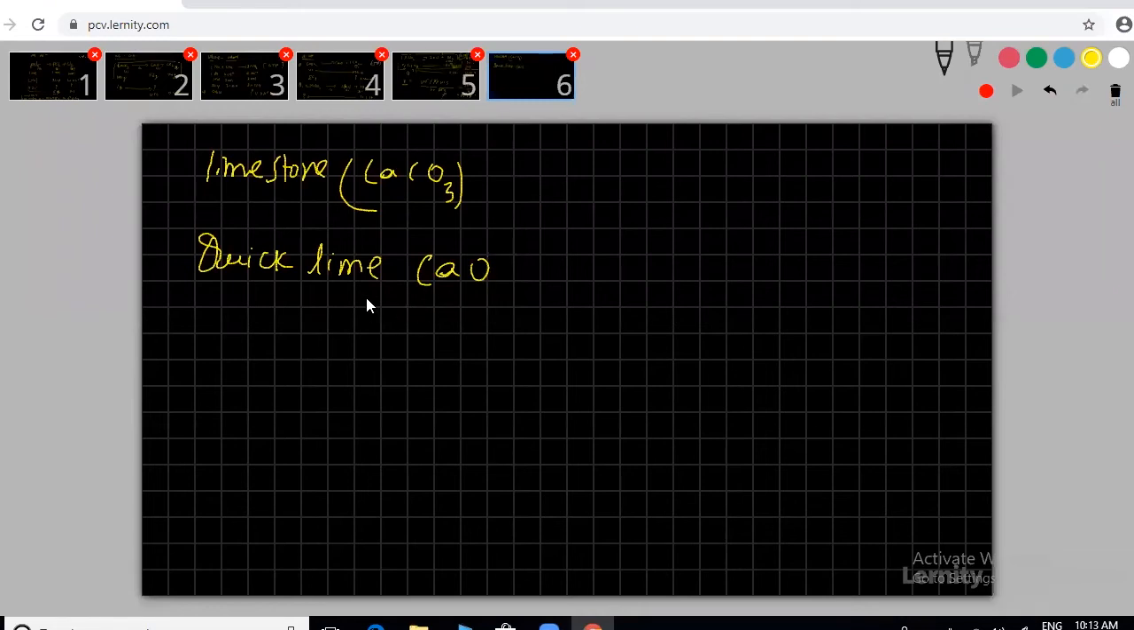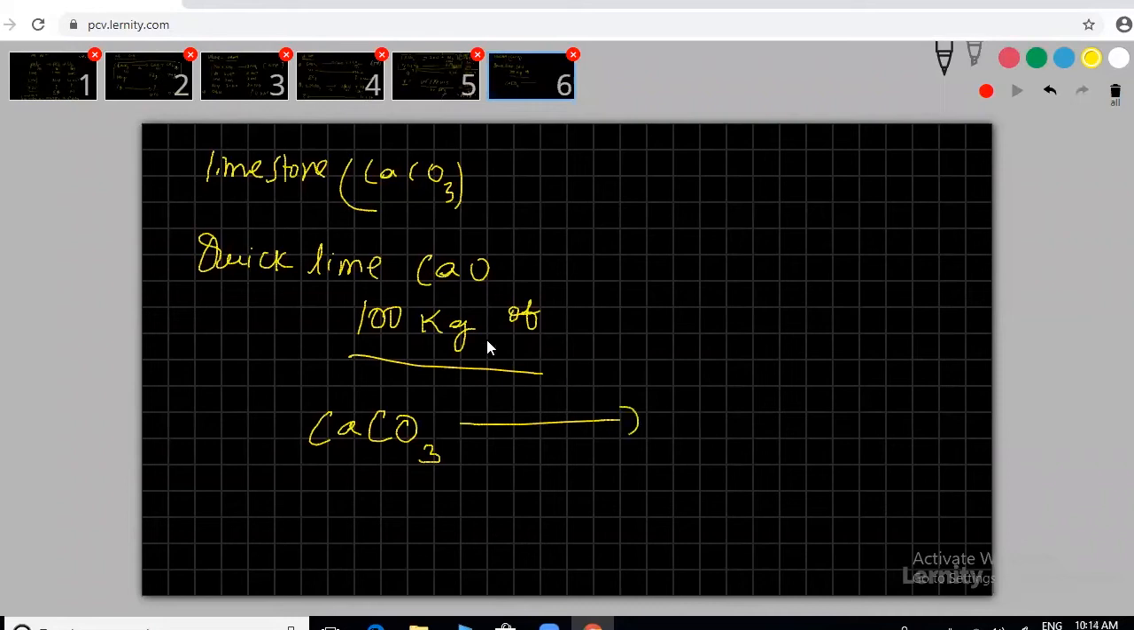100 kg of quicklime. Can you solve this one? Yes, quicklime is CaO. 100 kg quicklime I need. Whatever they have given, first you need to write the equation. CaCO3 heating; I already gave this 2 to 3 times in this class. CaCO3 heating, what will you get? Now try to solve this one. I'm giving 1 minute. Those who are not getting it, we will solve again.